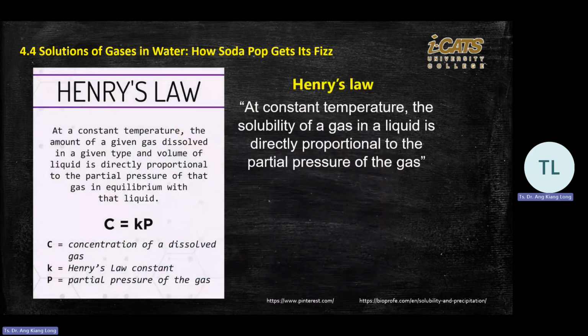Henry's law says solubility is proportional to pressure. You just remember C = kP. We will revisit this equation later when we talk about concentration. But at the moment, you just accept that the Henry's law equation is C = kP. The concentration of a dissolved gas equals the Henry constant, k, multiplied by the partial pressure of the gas. We have studied what partial pressure is.